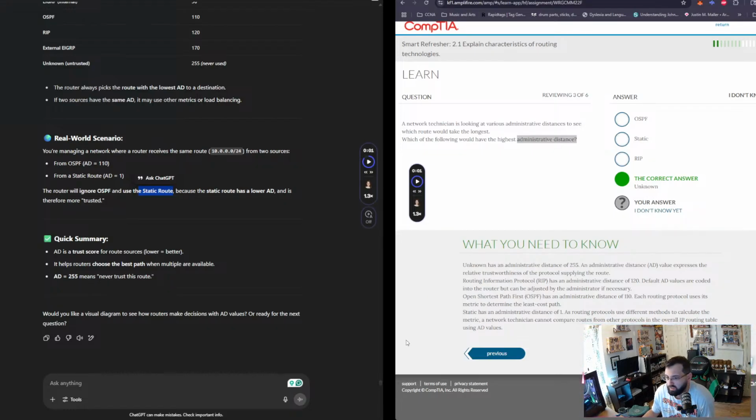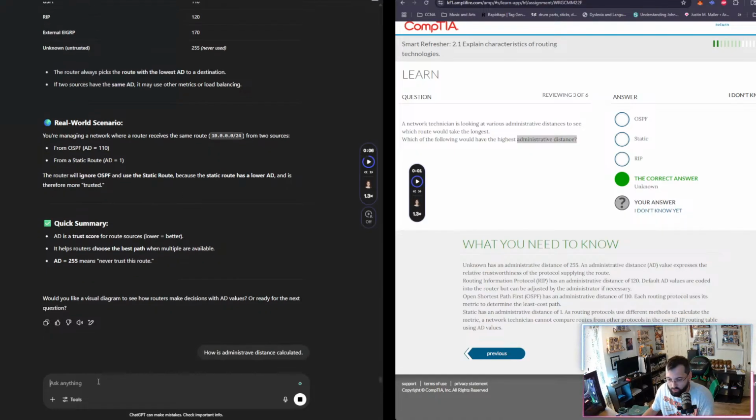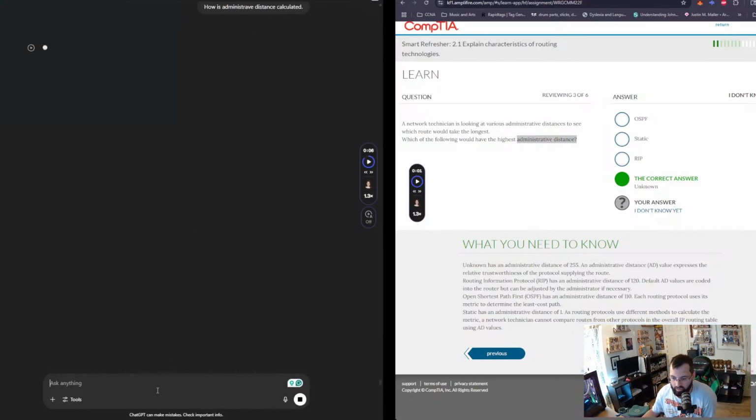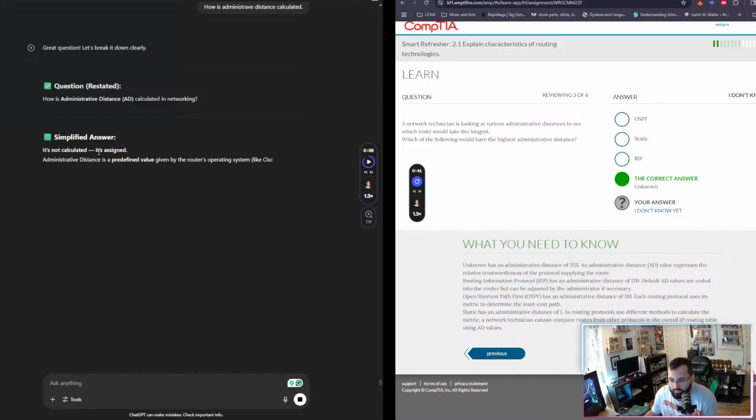Okay. But how is administrative distance calculated? This has nothing to do with anything. This is literally the last 20% of the 80-20. I already have enough information to answer the question. I just need to know. It's not calculated, it's assigned.